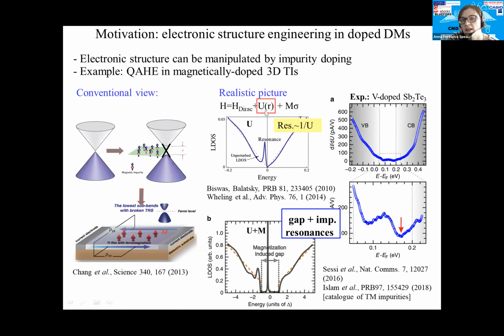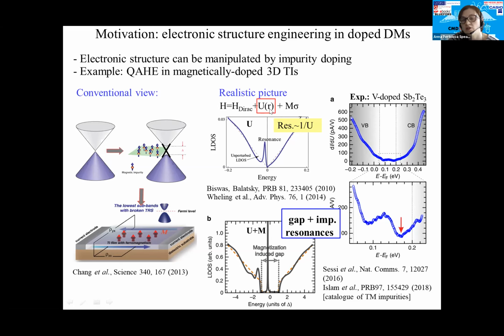They also induce potential scattering, and when this potential scattering is taken into account, we will see that impurities actually induce resonances, which we call impurity resonances, that appear on top of the Dirac states. In the ideal case of a Dirac dispersion, the position of this resonance is inversely proportional to the impurity potential. So this picture has been advocated by Balatsky and collaborators.